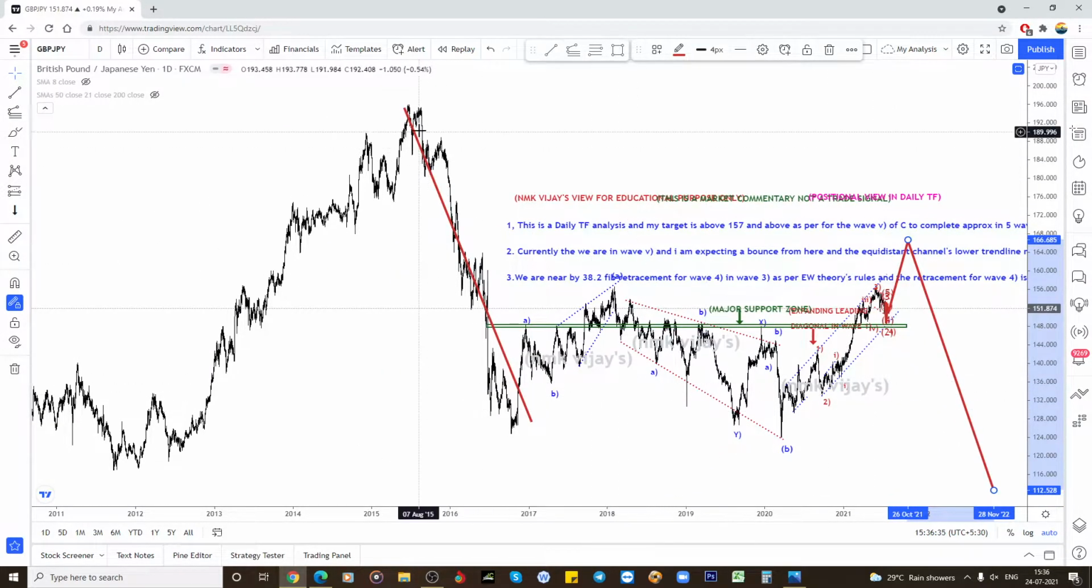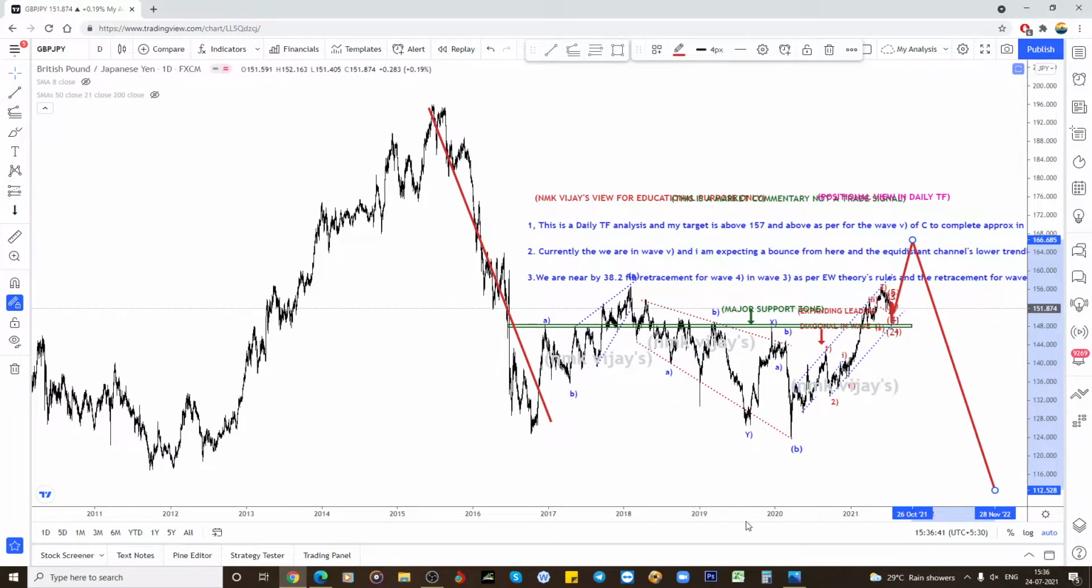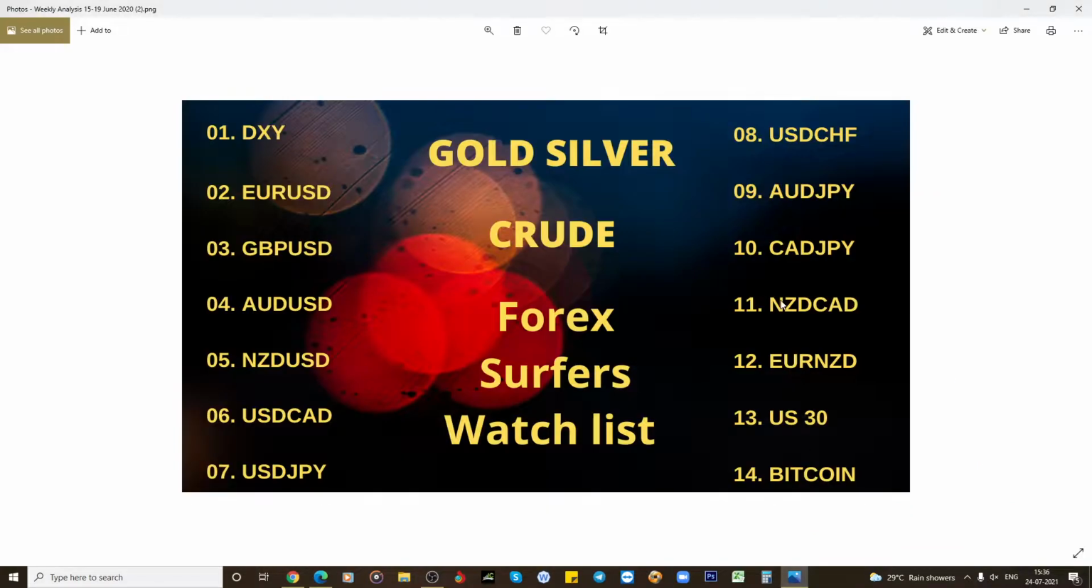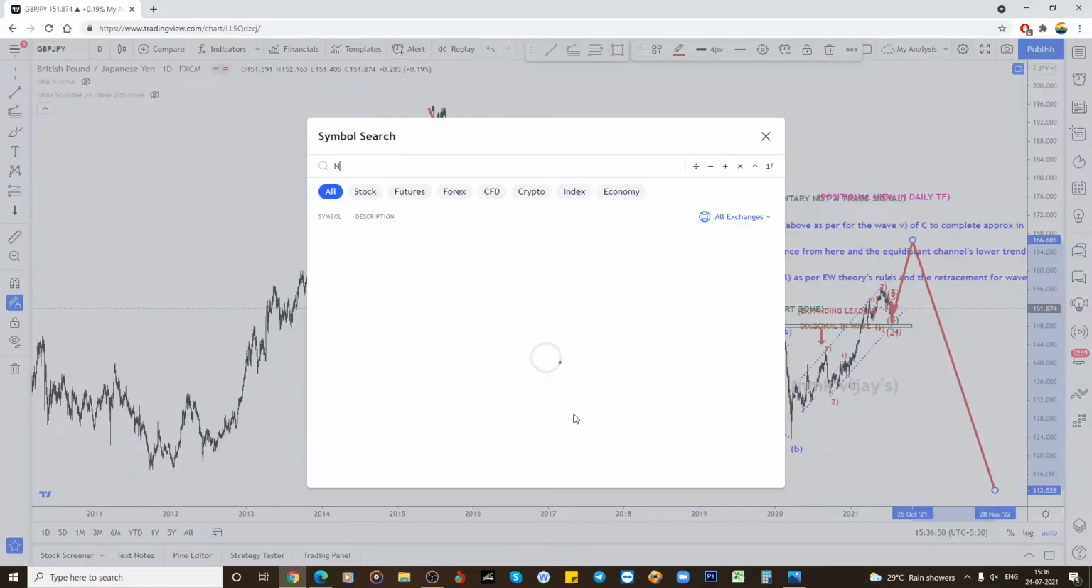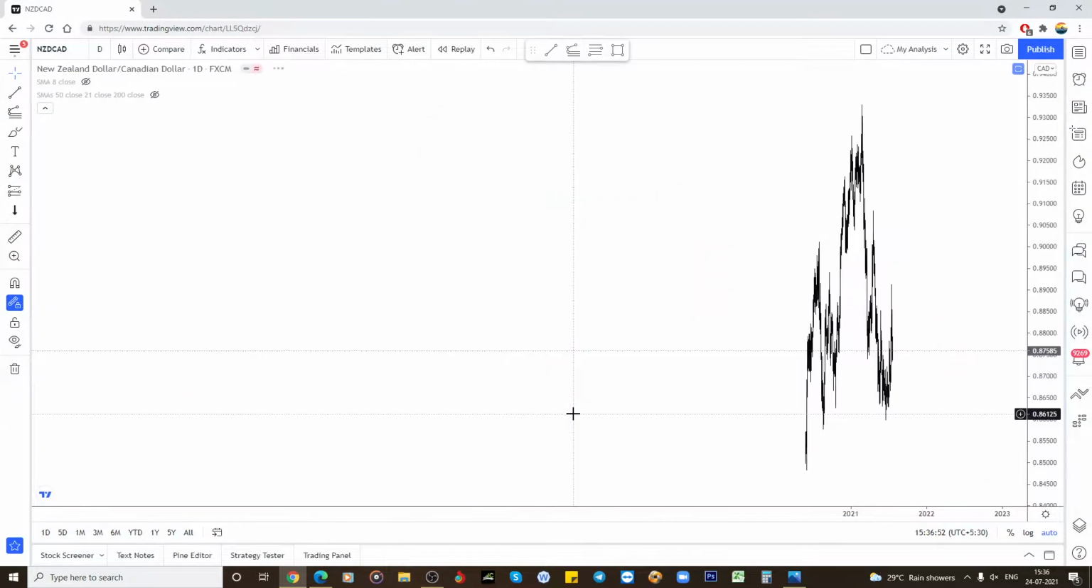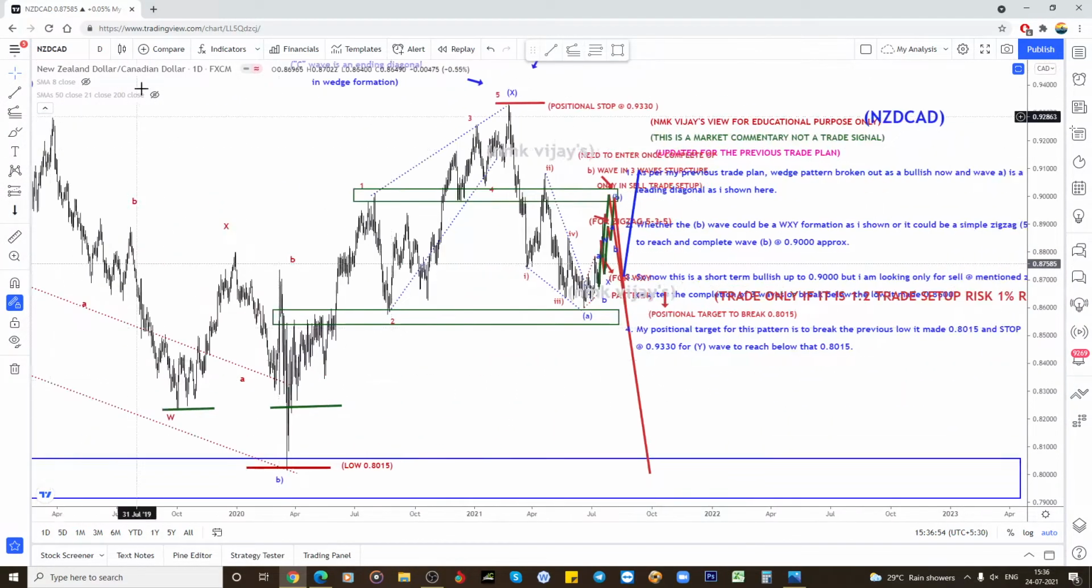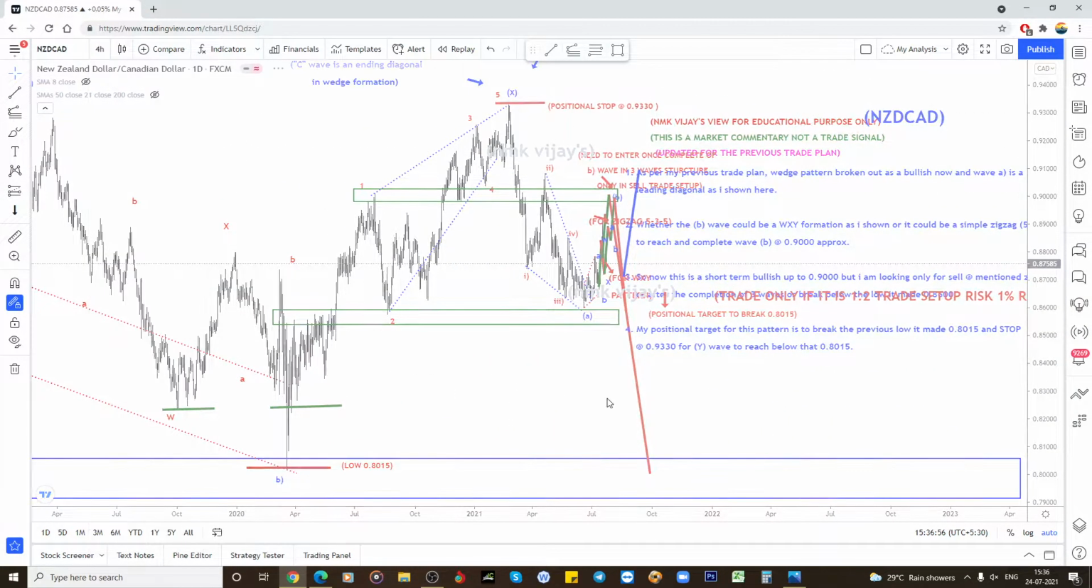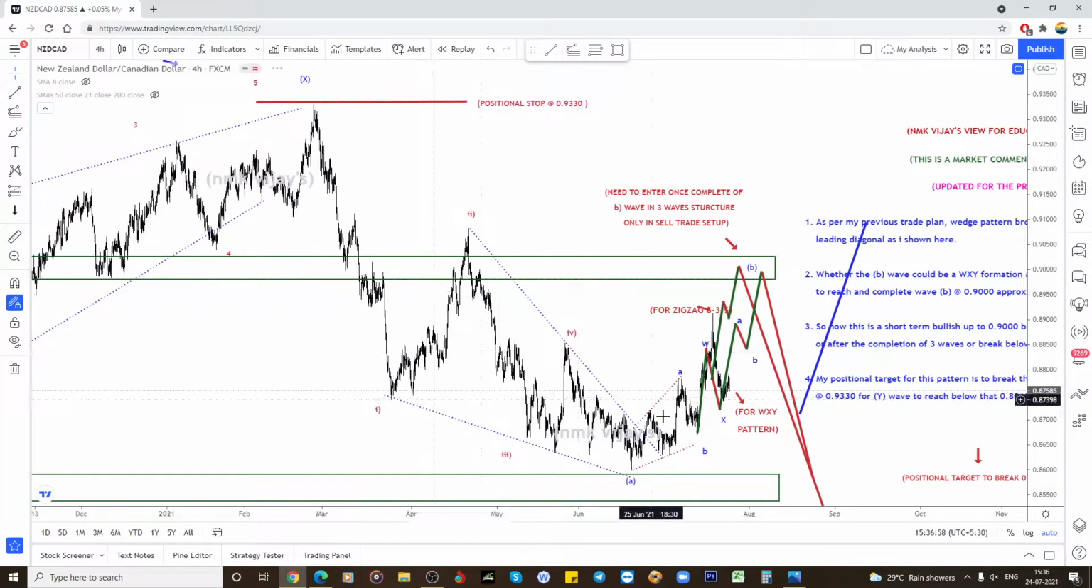So then afterwards, this 3-wave structure has to complete to break this low, the previous low. So this is my view, and the NJ and GJ I have already added now, but it's only for this week, not for all the time. So let's move on to New Zealand CAD. New Zealand CAD also, this is the thing, this is the leading diagonal and it bounced.